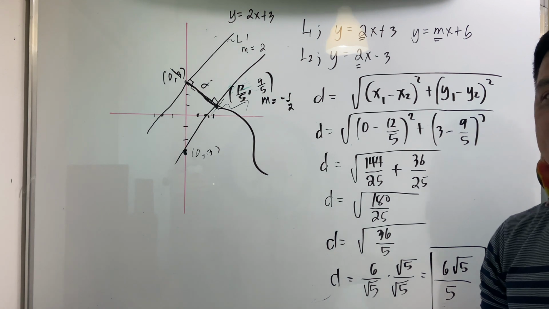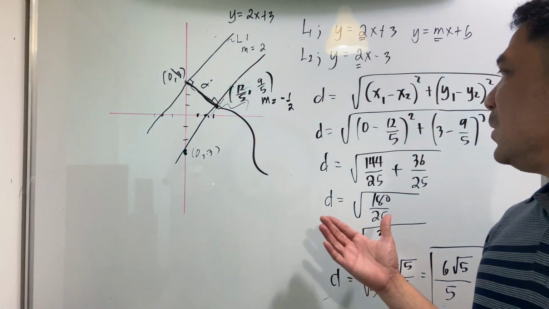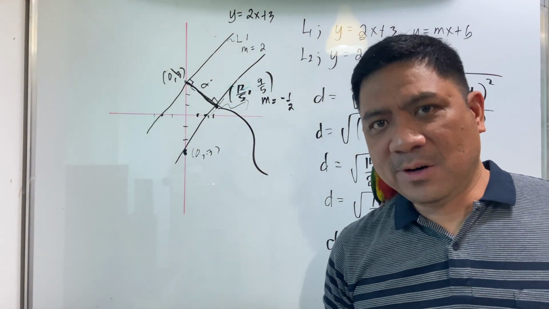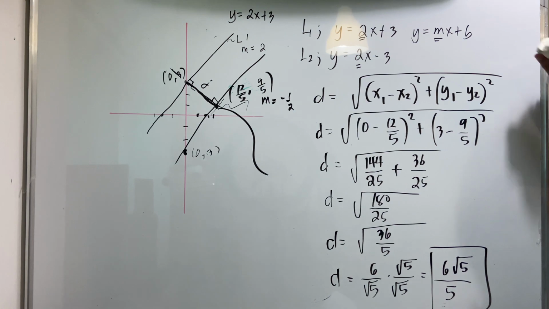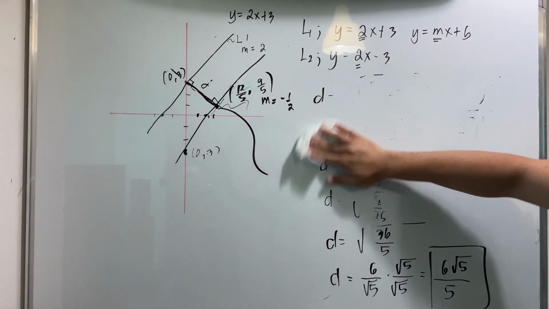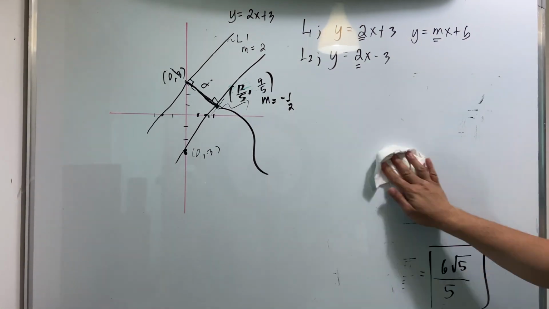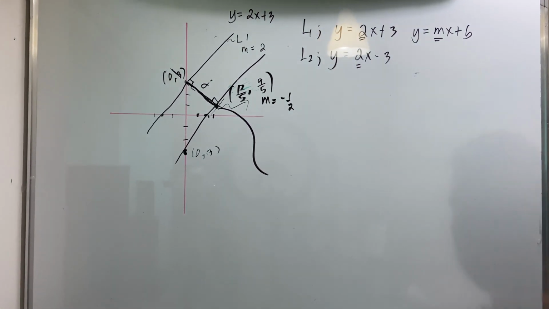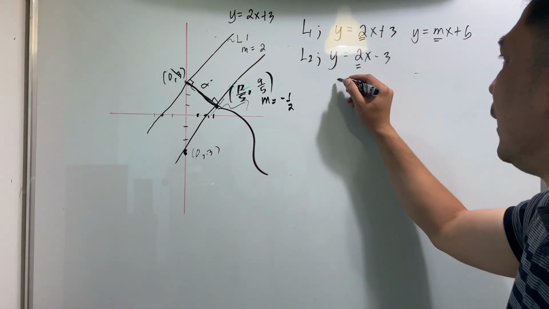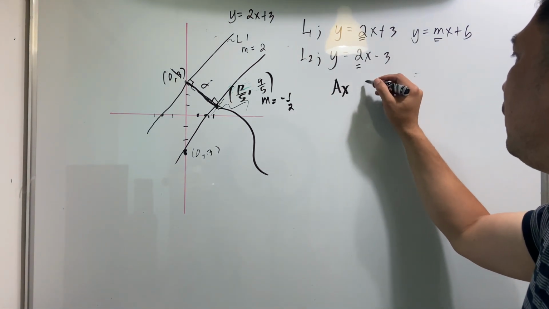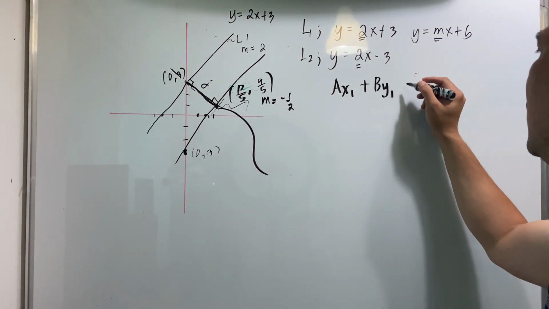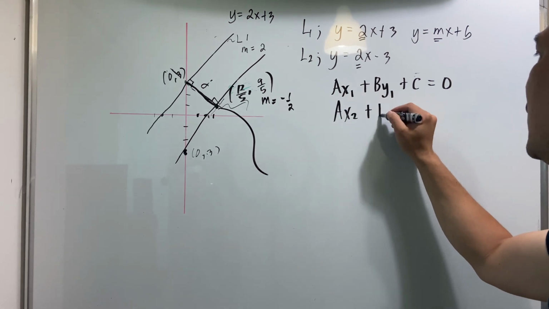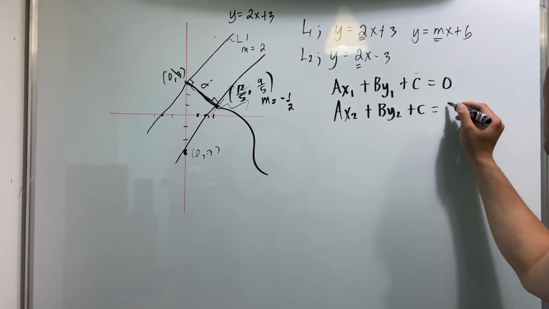Okay, so as I've said, I'll present this one in 2 solutions. So this is the first solution. The second solution is using our formula. So what's the formula? If you have two parallel lines in the form ax1 plus by1 plus c is equal to 0, and then you have another line which is ax2 plus by2 plus c is equal to 0.